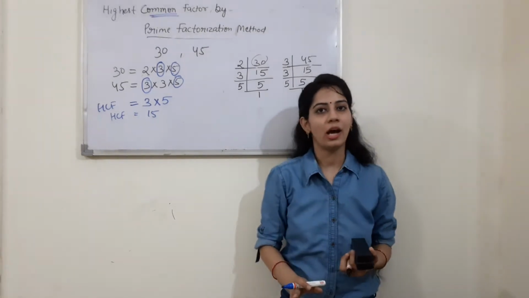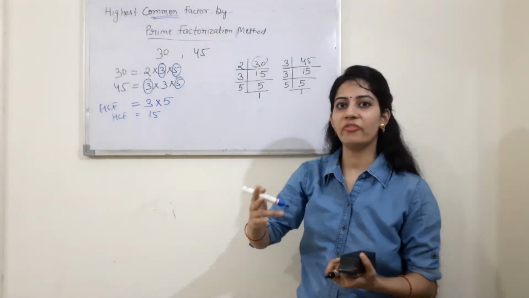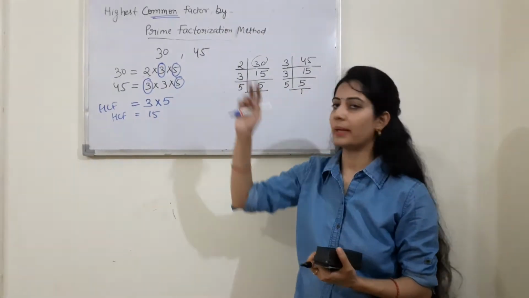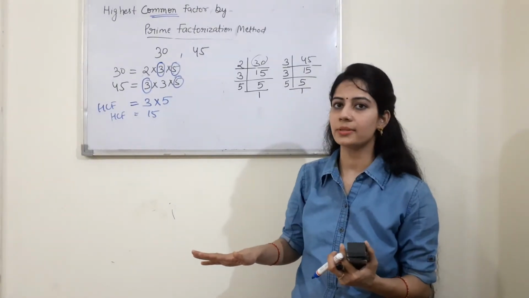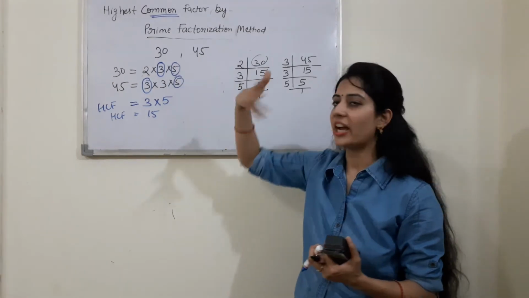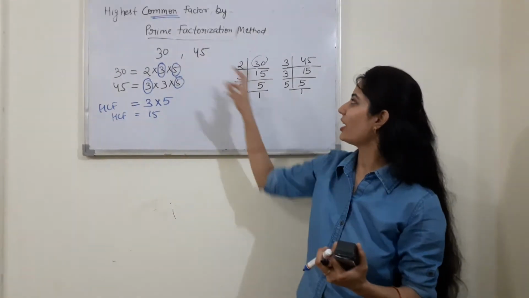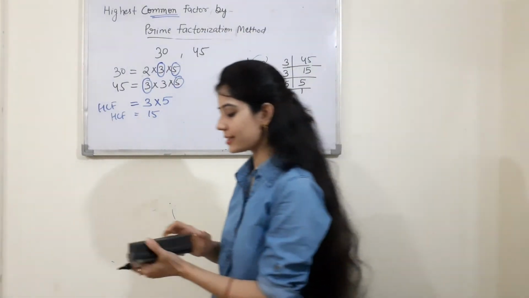Okay, so now let us take the example when we have 3 numbers and we will find the HCF through this method, that is your prime factorization method. But here I am taking the same numbers, that is your 30, 45. I will take another number, so there will be 3 numbers because we have already done the factors, so it will be easy for us, right?